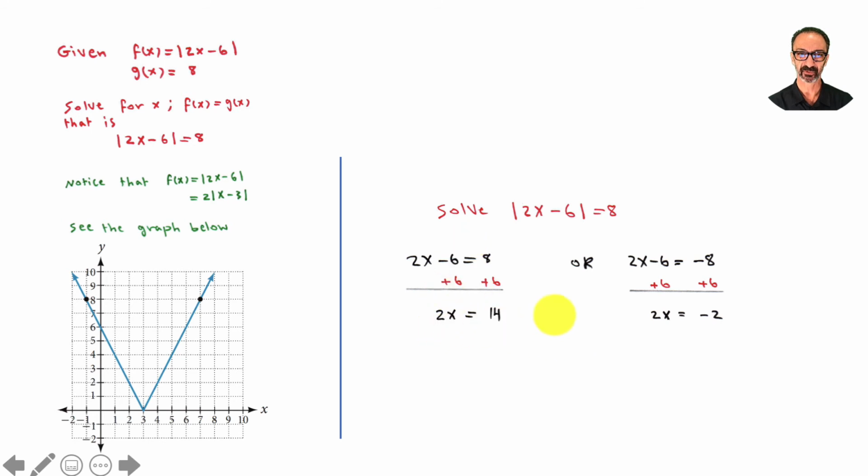Cancels, 2x equals 14, cancels, 2x equals -2, divide by 2, divide by 2, 7 and -1. What did I say? 7 and -1. So this is equal to this at 2 locations, and that should do it.